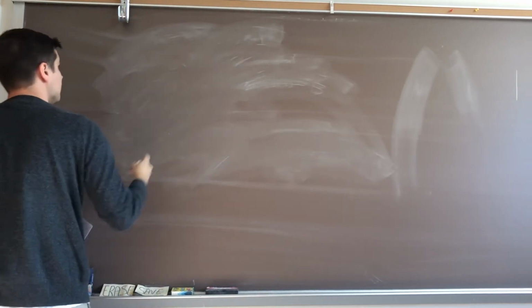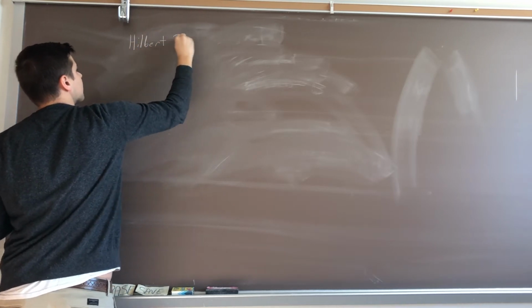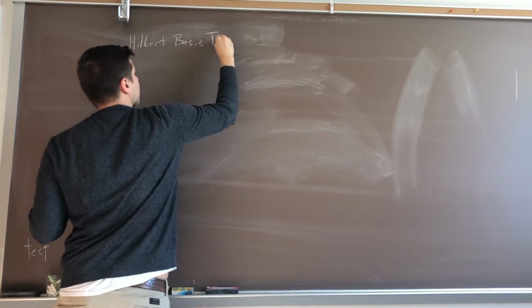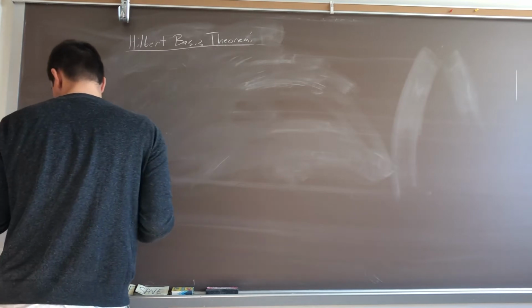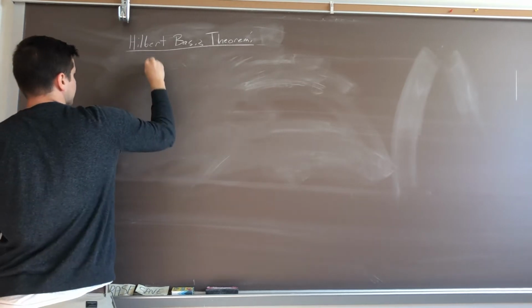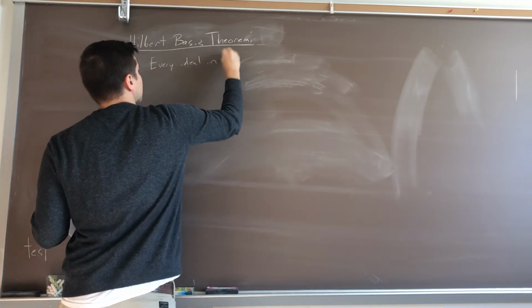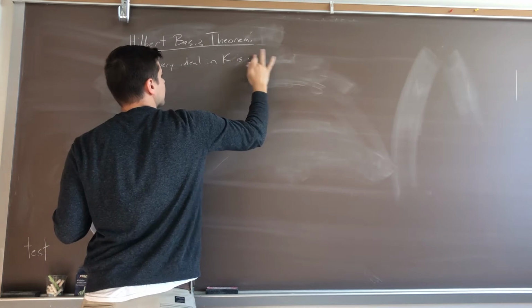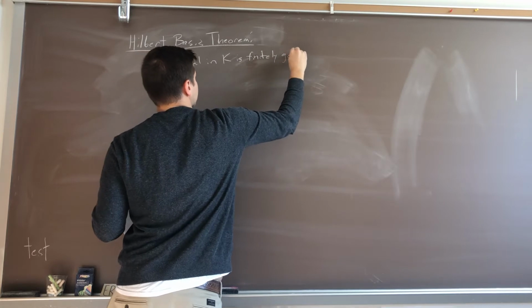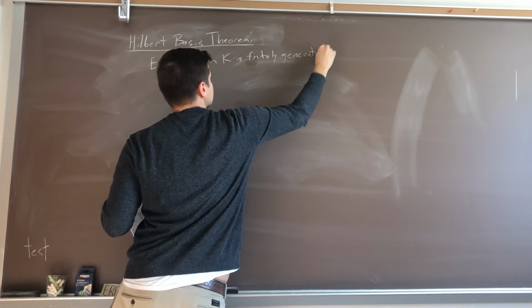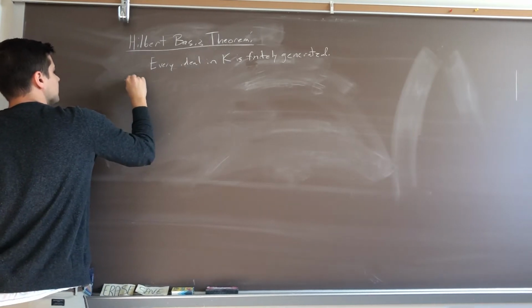Okay. So what the Hilbert basis theorem says is that basically every ideal in K is finitely generated. And this is a really nice property for a ring to have. It's going to make the ideals much easier to work with. So we're going to want to try and prove this.